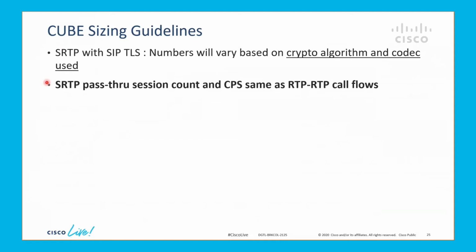There is an option to do SRTP pass-through. When you configure it, Cube just passes across the SRTP packets without examining the contents of the packet, without decrypting it and re-encrypting it. And when you configure that, the session count and the calls per second can be considered the same as the RTP to RTP call numbers that we will be showing in the tables.